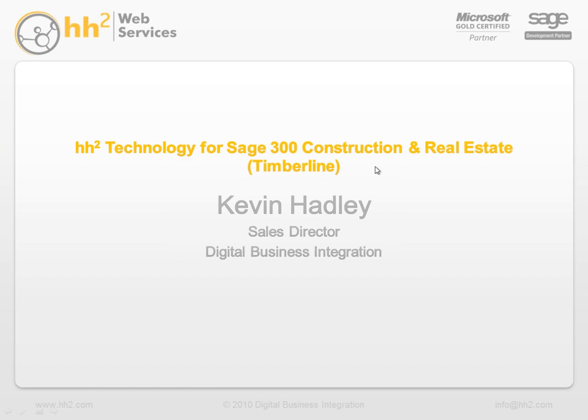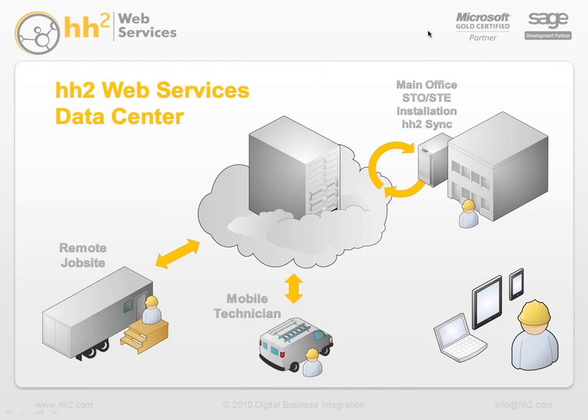One thing to note about all of the products that we offer here at hh2 is that all of them were built specifically around Sage 300 and 100 products, or Timberline and Master Builder. This next slide talks a little bit about that integration and how easy it is to synchronize that data. The one we're talking about today, hh2 Field Service, is used for those companies that are using Sage Timberline Service Management or Sage 100.